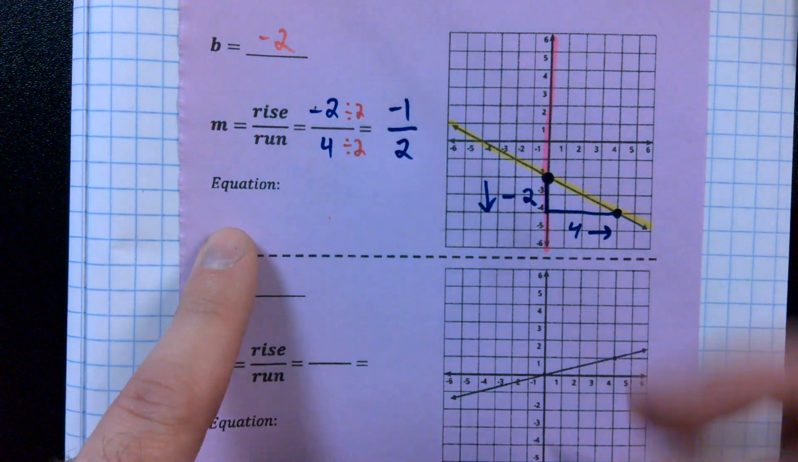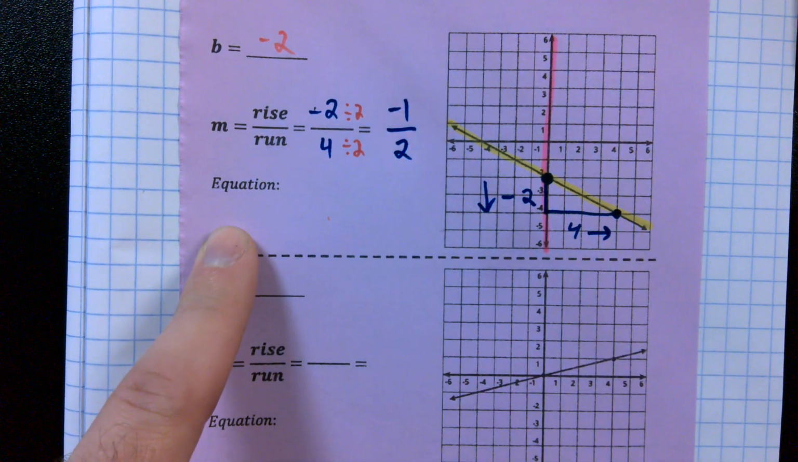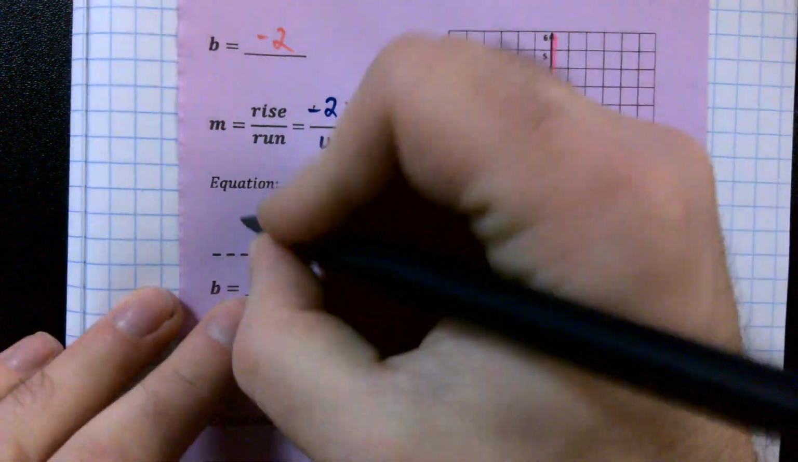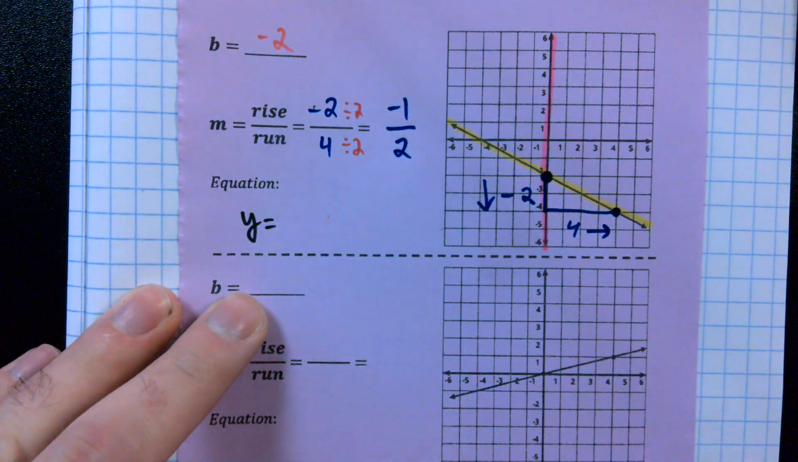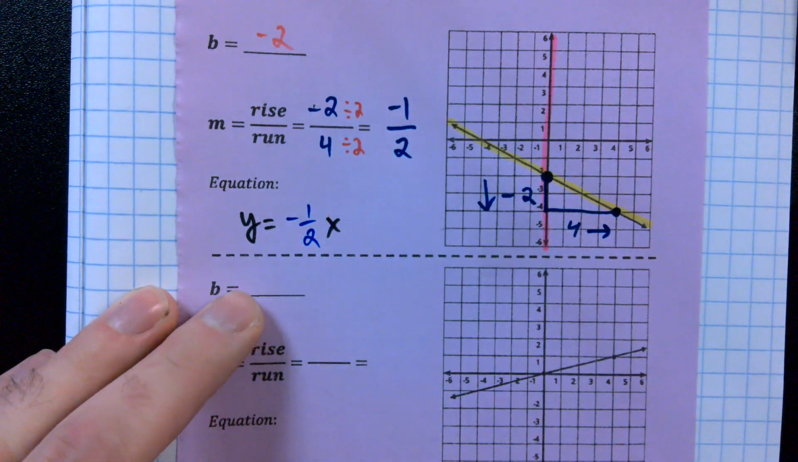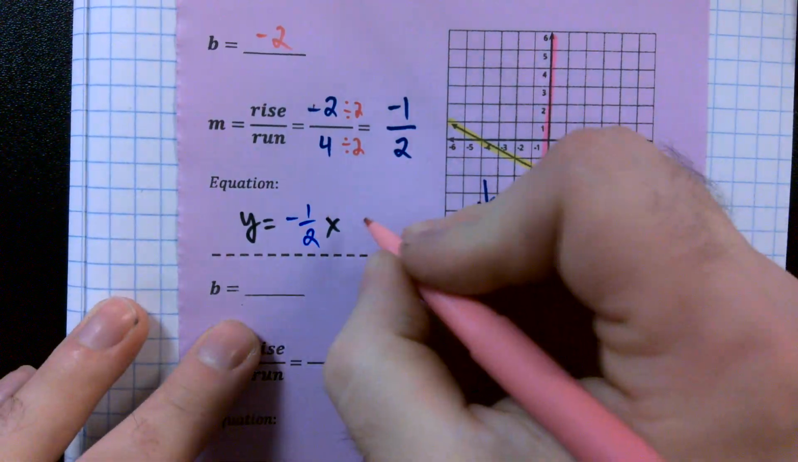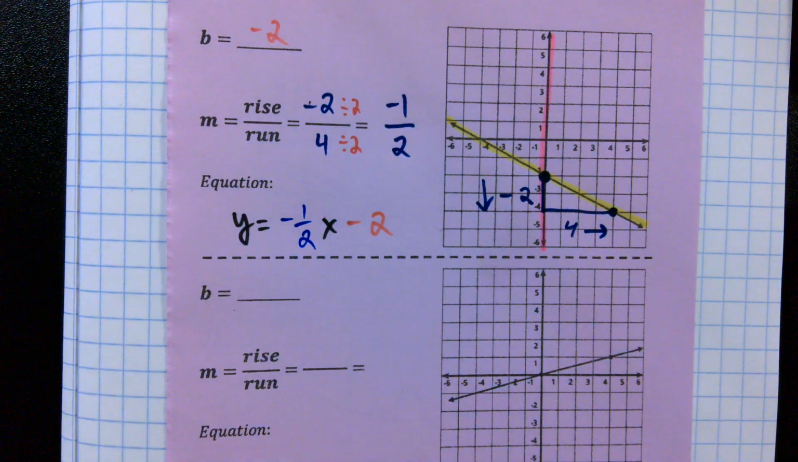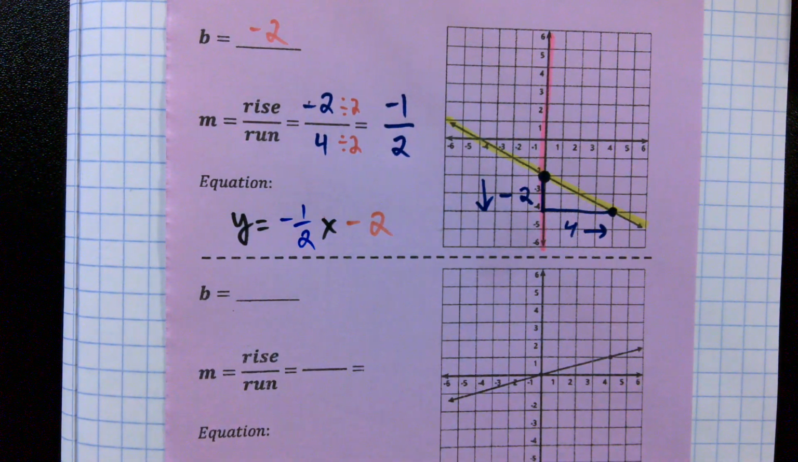Can I get a volunteer to help me write this equation? Okay, Zach, what's it going to look like? Y equals negative 1/2 x plus, or no, minus 2. Good, minus 2. Why don't we want to put a plus in there? Because then it would be positive, but it ain't positive.